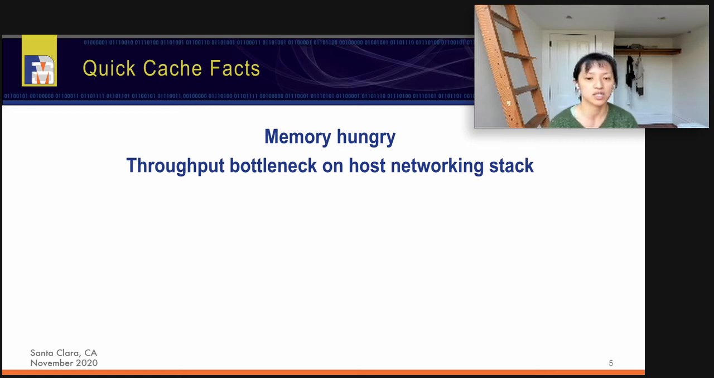First is that because we are using memory to store a lot of data, obviously caches are more often than not quite memory hungry. The second thing, sort of to counter that fact, is despite using a lot of memory, actually the performance bottleneck of cache is very, very rarely, if ever, on memory bandwidth or memory speed. Mostly we are seeing bottlenecks, throughput bottlenecks on host networking stack.